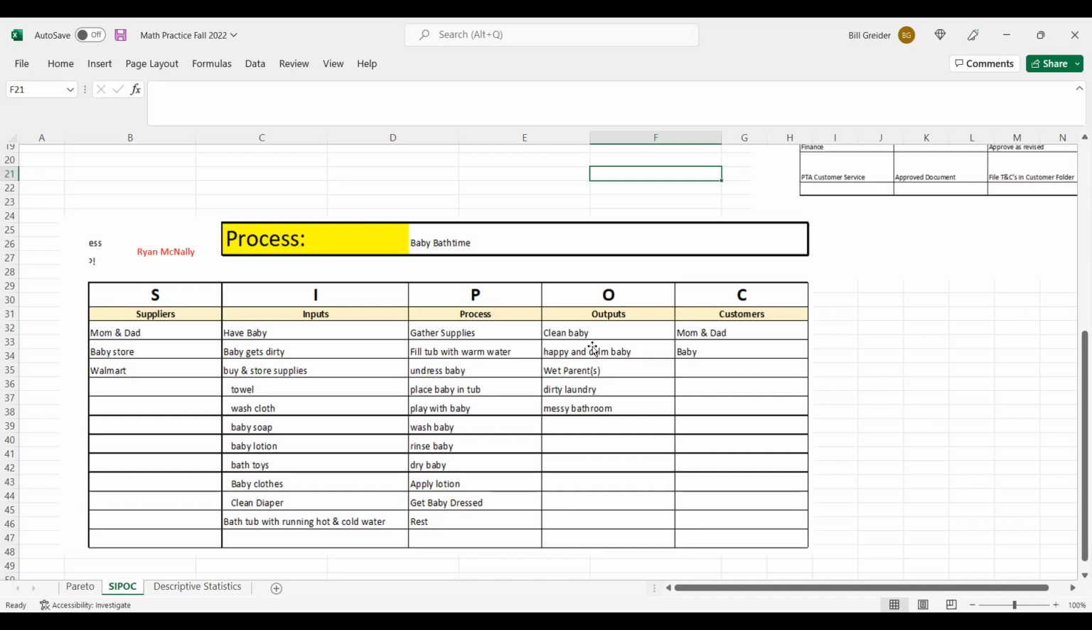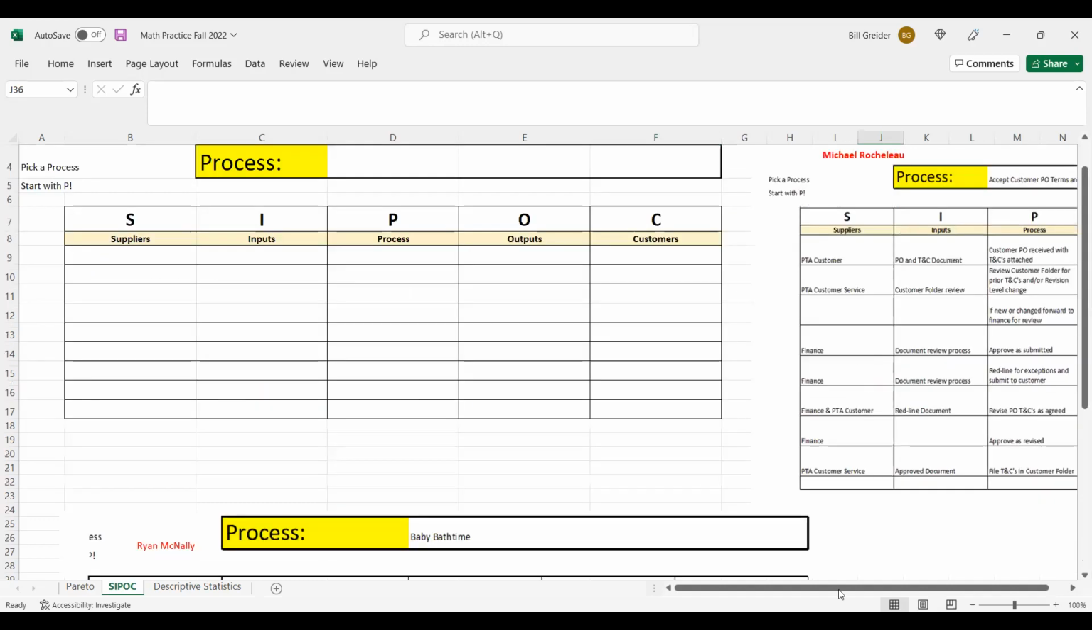And the outputs are clean baby, happy and calm baby, wet parents, dirty laundry, messy bathroom. The customers are mom and dad and baby. And then the inputs are buy lotion, buy soap, gathering all the supplies in order to do the process. And the suppliers are mom and dad, the baby store, and Walmart. I love it.